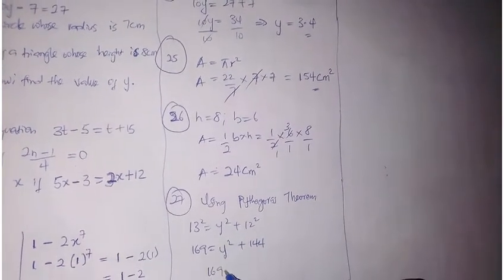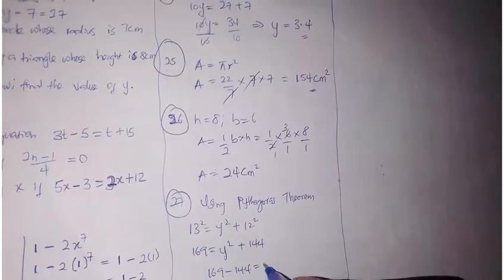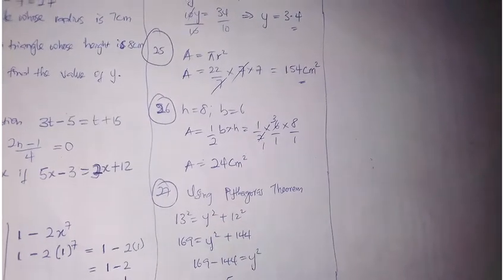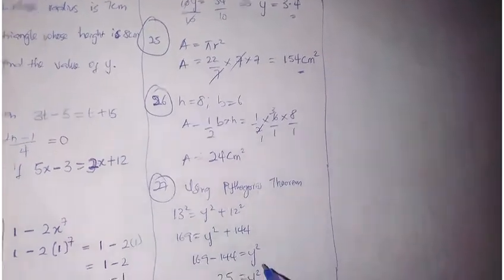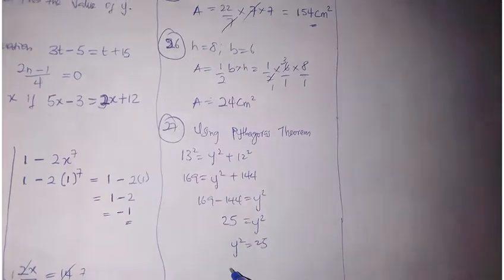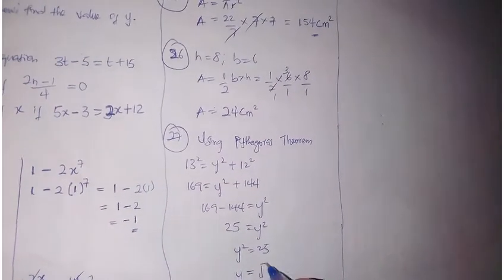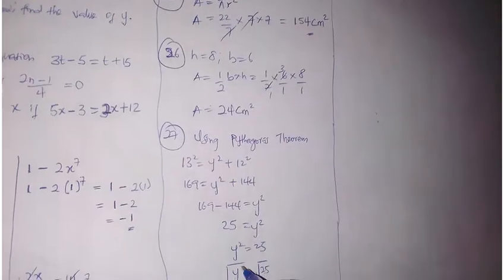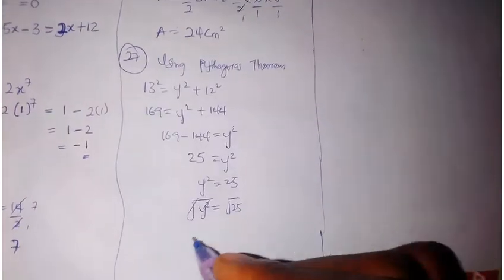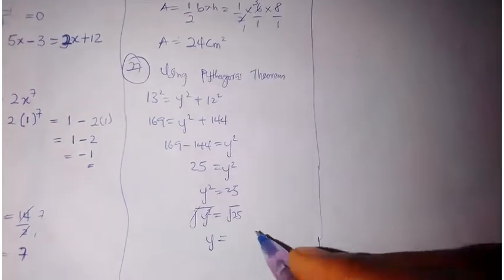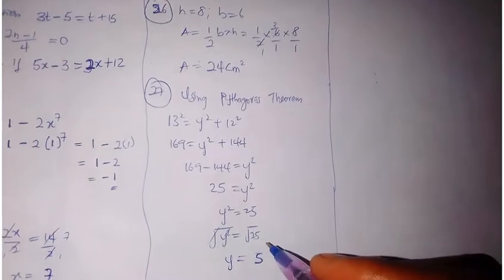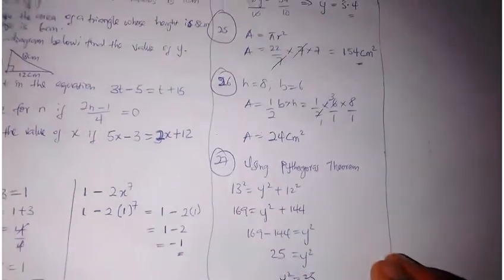Leave y here, bring this one here. I have 169 minus 144 equals y squared. This is 5, this is 2, equals y squared. So I can say y squared equals 25, in which case y equals square root of 25. That's by finding the square root of both sides. The square cancels the square root on the left hand side, leaving y equals 5, as the square root of 25. So that is the answer.